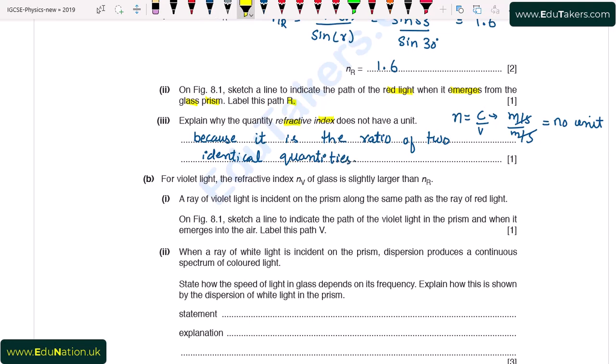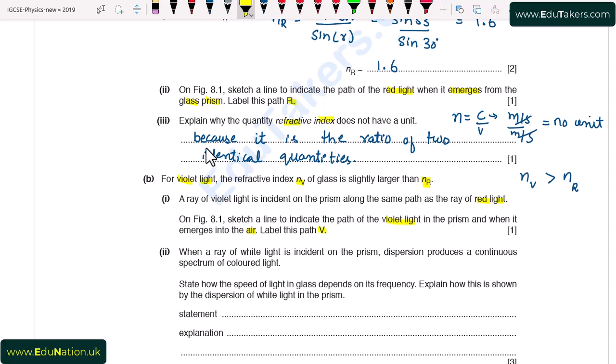Part B. For violet light, the refractive index is NV if the glass is slightly larger than NR. Here it is given that the refractive index for violet light is greater than the refractive index for red light. Part 1. A ray of violet light is incident on the prism along the same path as that of the red light. On figure 8.1, sketch a line to indicate the path of the violet light in the prism and when it emerges into the air. Label this path with V.